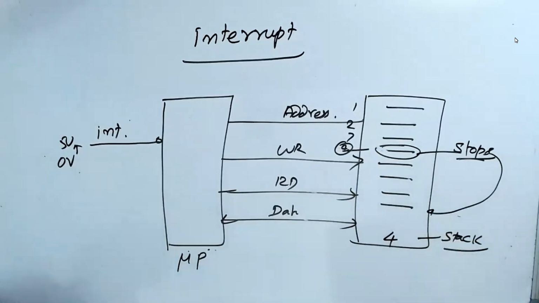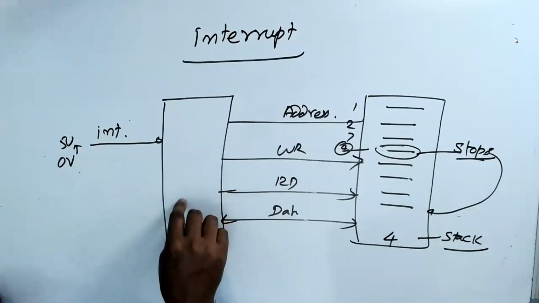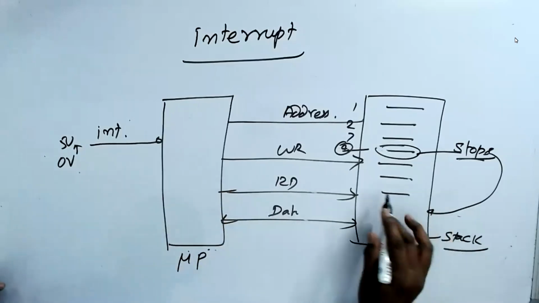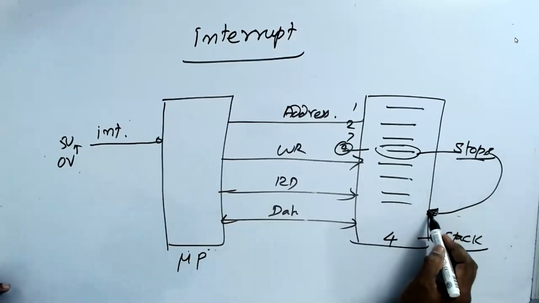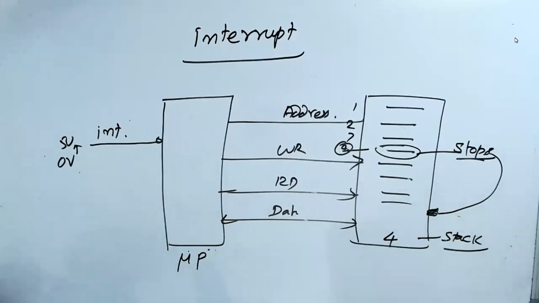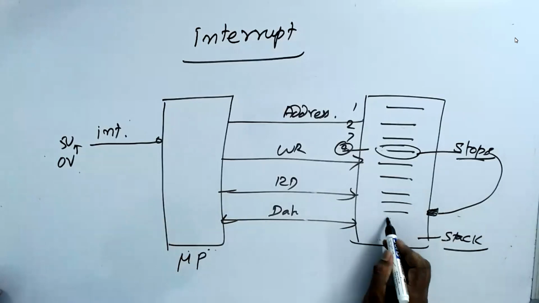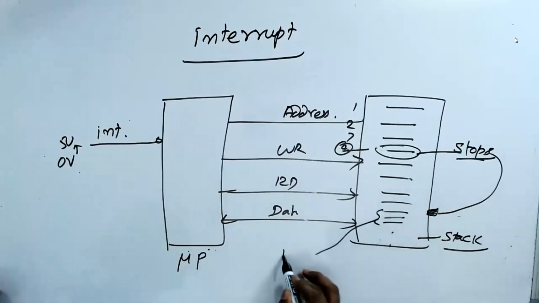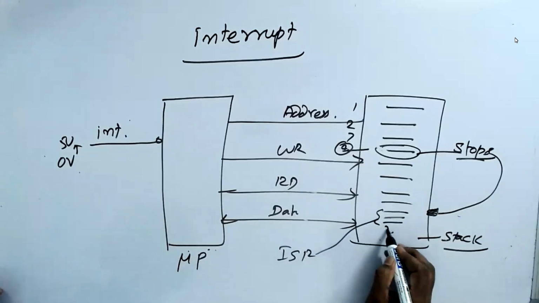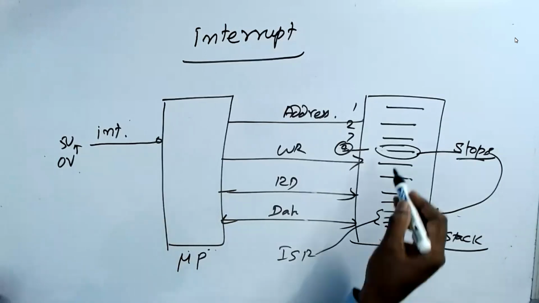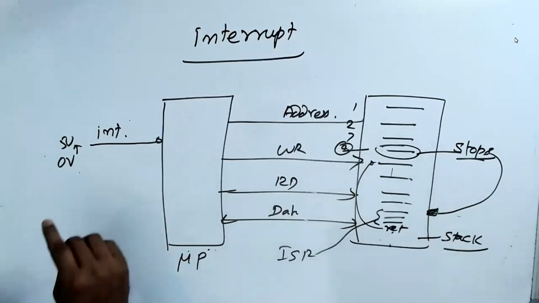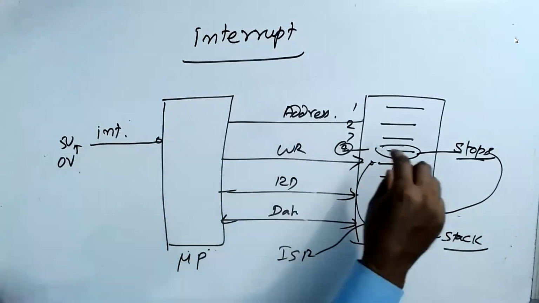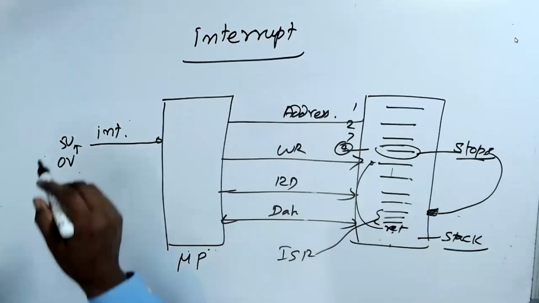Where it will jump depends on the microprocessor manufacturer. They will tell you where to go. This address is individual microprocessor based. Then you write software here that is called ISR. At the end, you should return. Then it will come back to this instruction. It will continue.